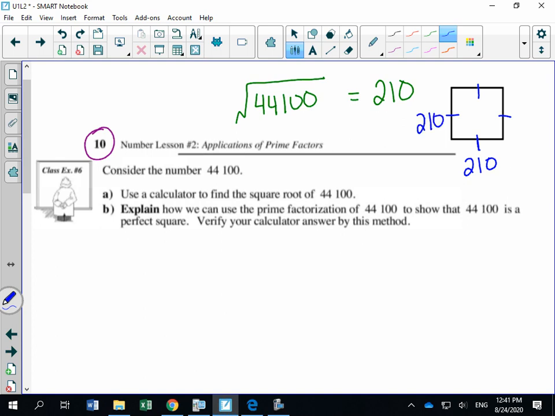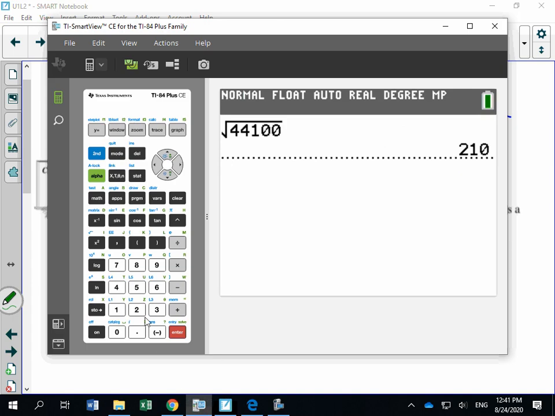If I asked, what's the area of this square? You know from grade 10 that the area of a square is length times width, or side times side. So the area of this square would be 210 times 210. If you go back to your calculator, 210 times 210 is 44,100. So when you take the square root of a number, what it gives you is the length of one side of a square. So you need to know that.